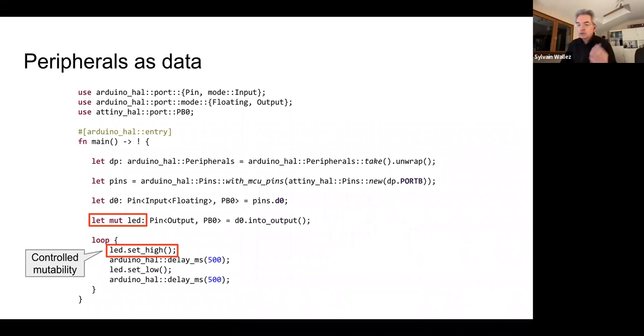that exposes additional methods. And we also have control mutability coming into play because I have to abide by Rust's object sharing rules. I cannot send a mutable pin to one function and to another function at the same time. The compiler would just complain, which avoids concurrent access to peripherals.